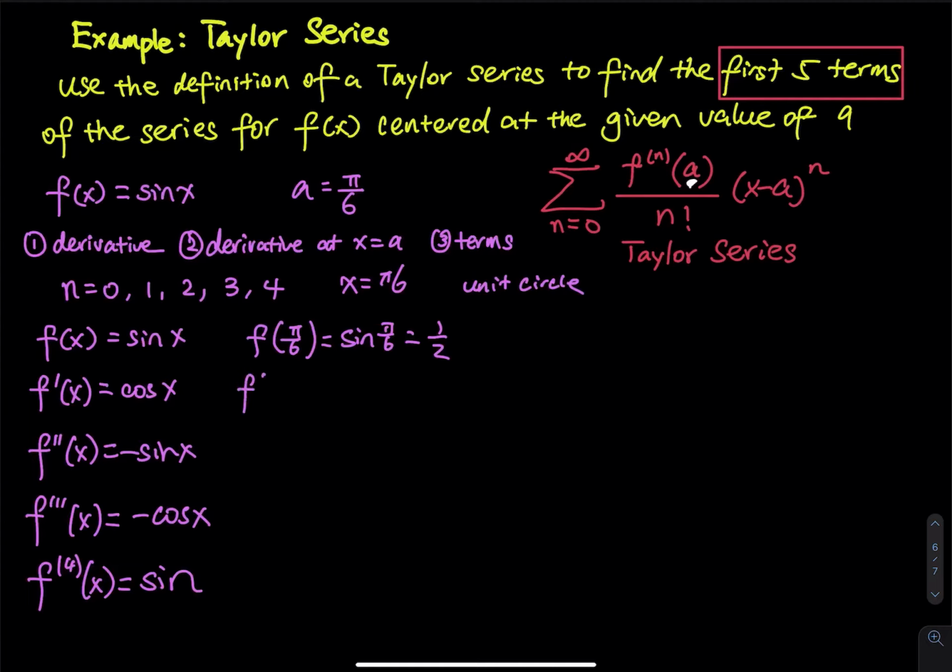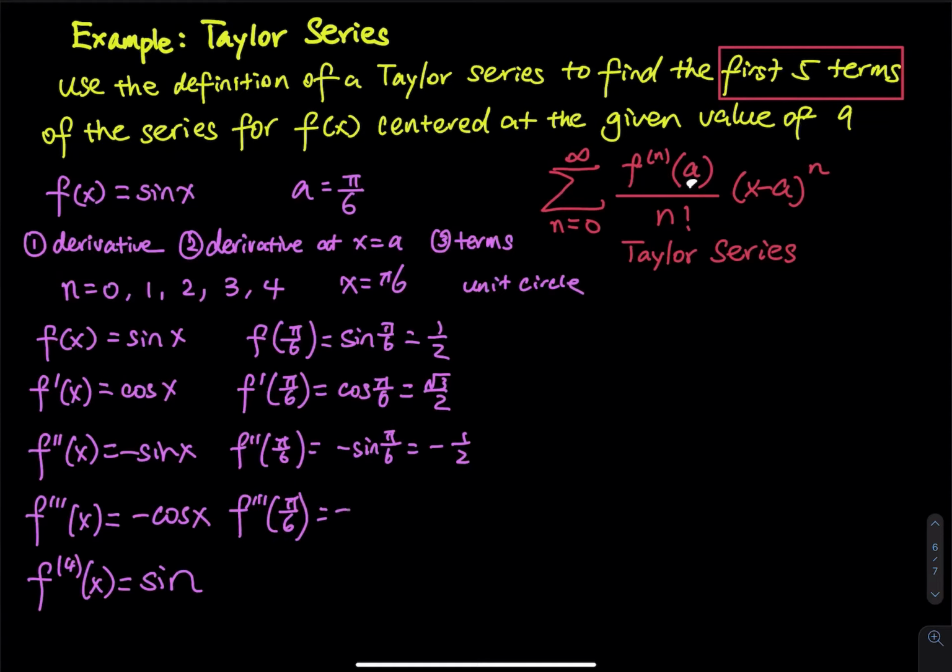And then you have f prime of pi over 6, that is equal to cosine of pi over 6, which is equal to root 3 over 2. And then the double prime at pi over 6 is negative sine of pi over 6, which is equal to negative 1/2. The triple prime at pi over 6 is negative cosine of pi over 6, so that is negative root 3 over 2. And then the fourth prime at pi over 6 is sine of pi over 6, which is equal to 1/2. And then you have to bring everything together.